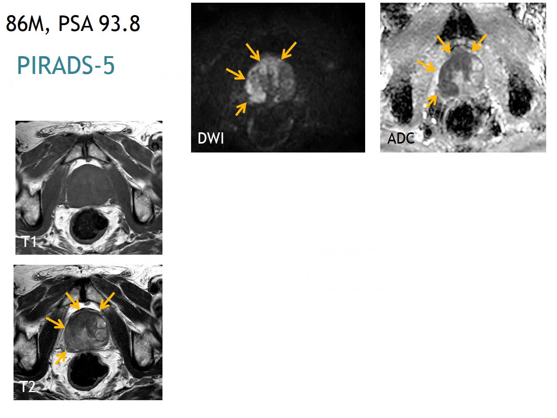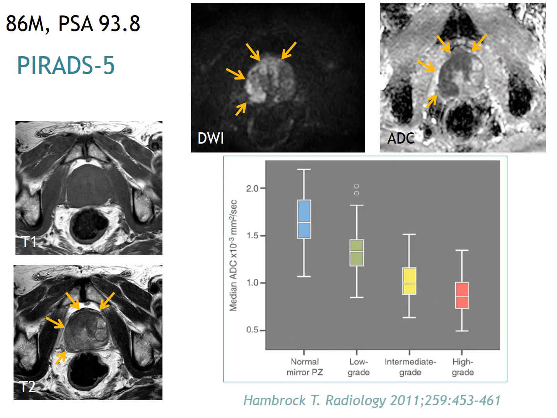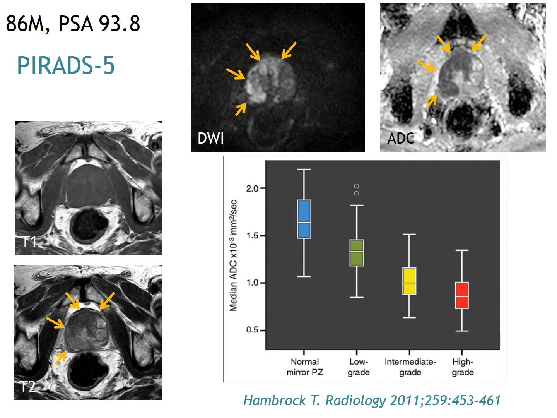This is another case of a PI-RADS 5 lesion in an 86-year-old man with very high PSA. Among these pulse sequences, this ADC map best demonstrates the extent of the lesion, and there was an article reporting that median ADC value has a nice correlation with the tumor grade. The lower the ADC value, the higher the tumor grade.